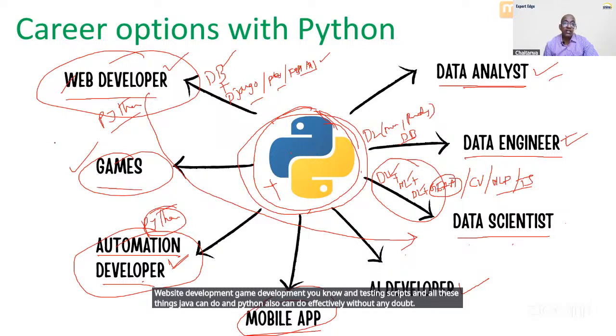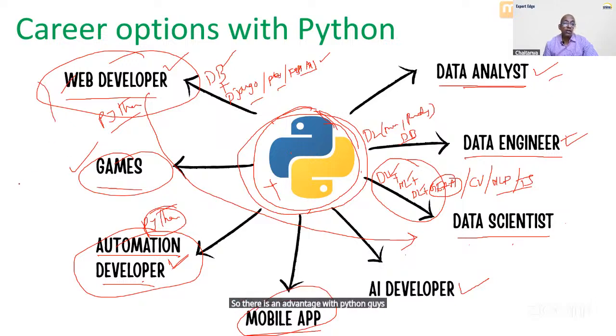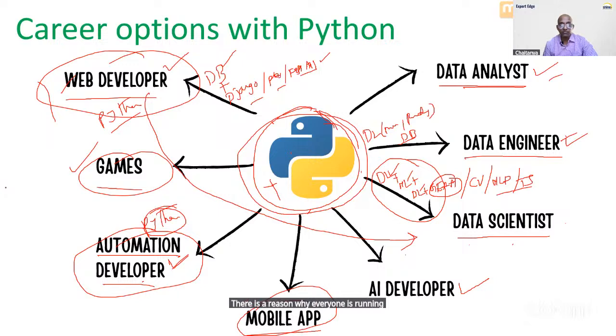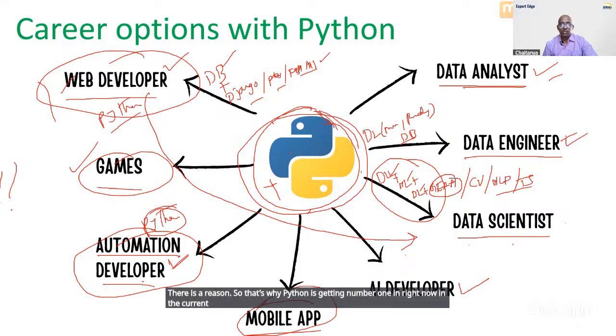So there is an advantage with Python, guys. Don't run blindly behind Python, thinking that because my friend is learning Python, my brother is learning Python, so I am also learning Python. No. There is a reason why everyone is running behind Python now. That's why Python is number one in the current market. In 2024, 25, Python is number one.